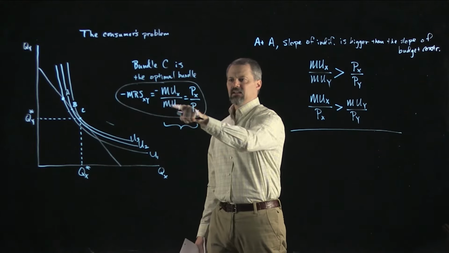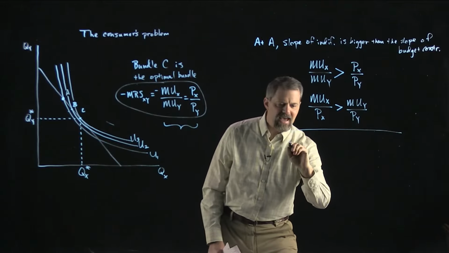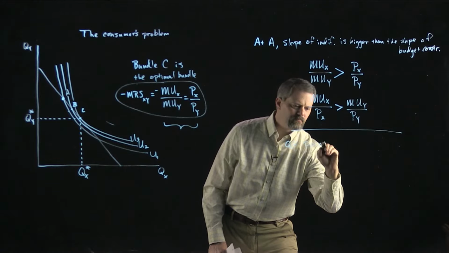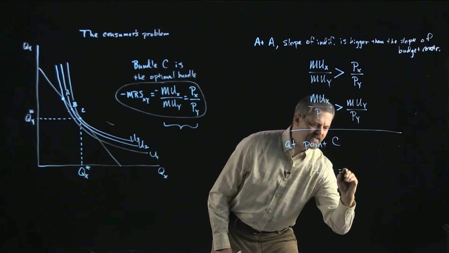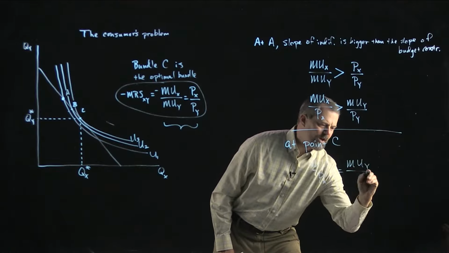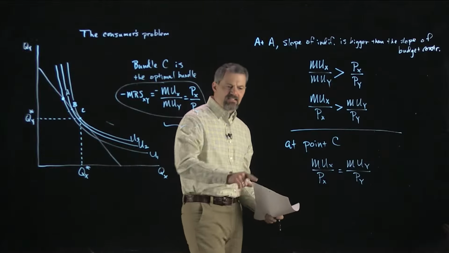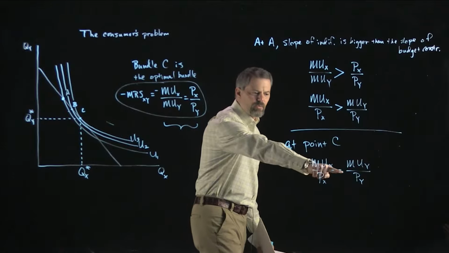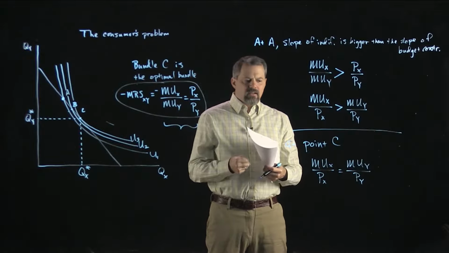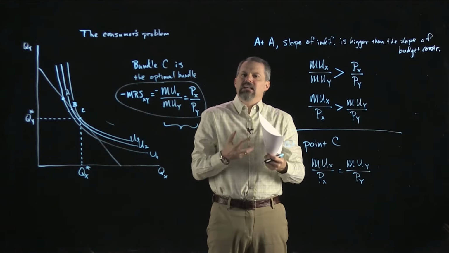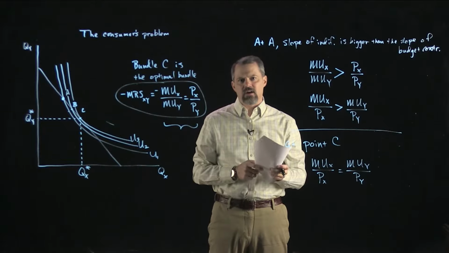At point C, the slope of the indifference curve is equal to the slope of the budget constraint, which means that at point C, the marginal utility of good X divided by the price of good X is exactly equal to the marginal utility of Y divided by the price of good Y. At point C, they get exactly the same bang for their buck out of good X as what they get out of good Y. There's no reason to readjust. That's the definition of being at the optimal point. There's no other adjustment that you can make that would make you better off.